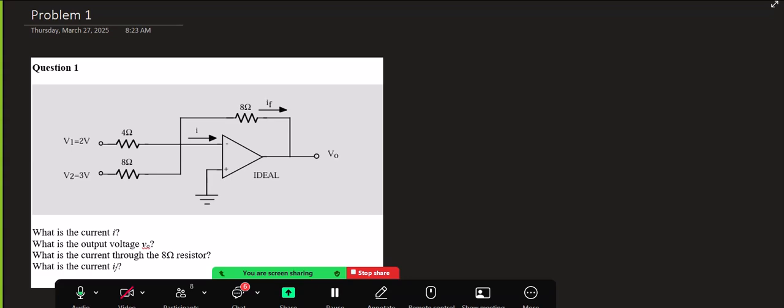Our golden rules for the op amp are that the voltage has to be the same at both of the terminals and that the current has to be 0. So we know that V plus has to equal V minus, and for this op amp, we know what that has to be. What does it have to be? 0.